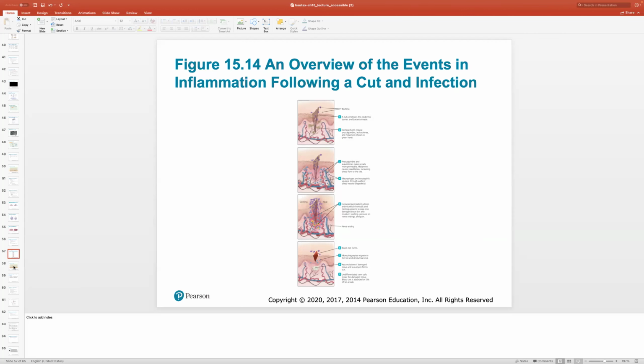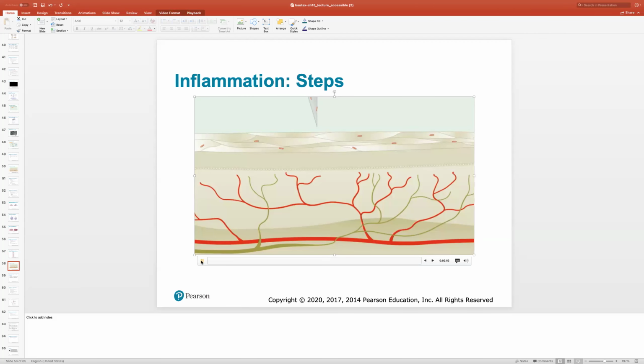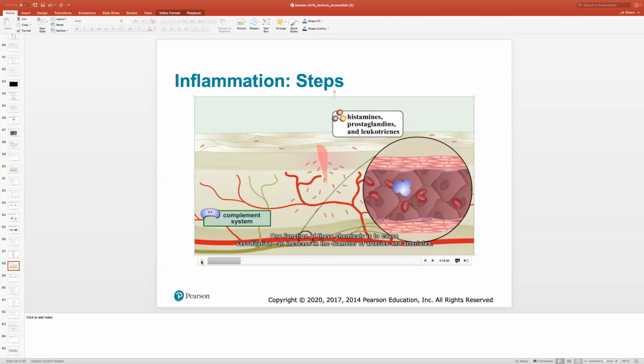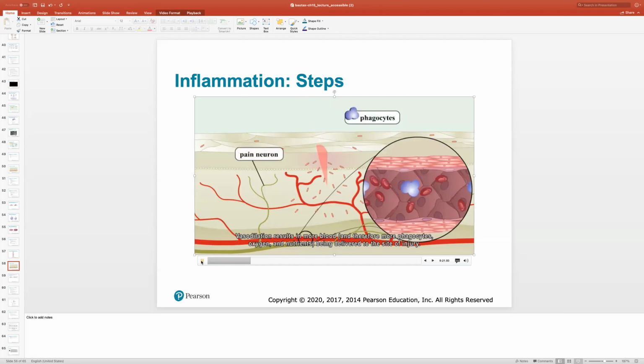So let's look at these steps. Damaged cells release several chemicals, such as histamines, prostaglandins, and leukotrienes. Certain components of the complement system can also stimulate the release of histamines. One function of these chemicals is to cause vasodilation, an increase in the diameter of arteries and arterioles. Vasodilation results in more blood, and therefore more phagocytes, oxygen, and nutrients being delivered to the site of injury. This increased blood flow results in redness, heat, and some of the pain associated with inflammation.